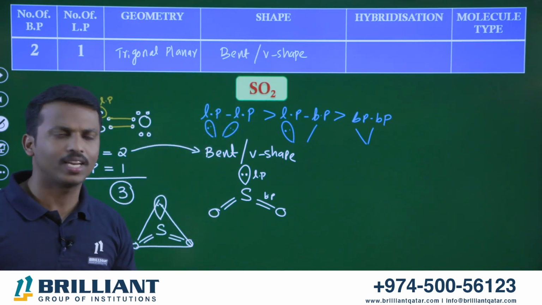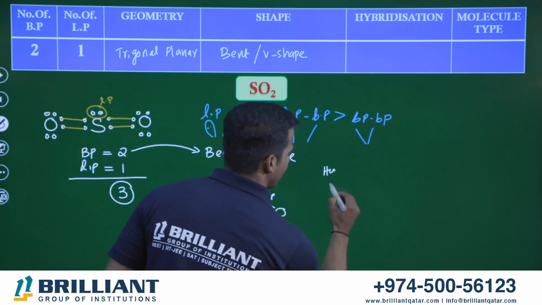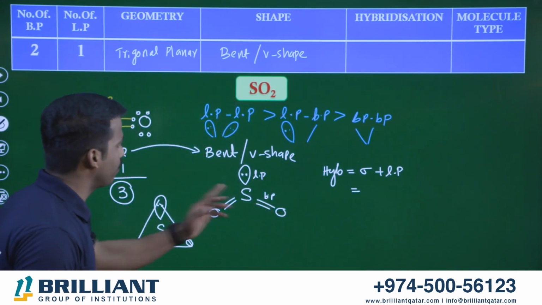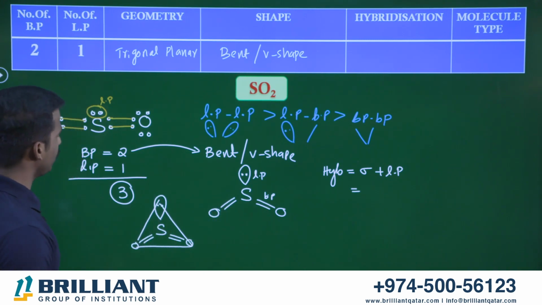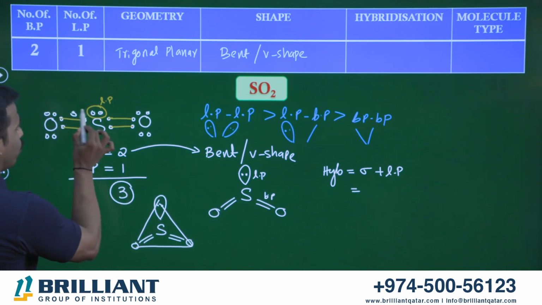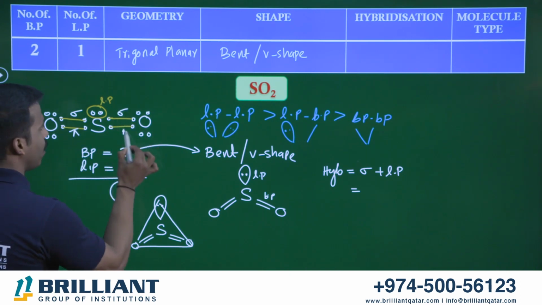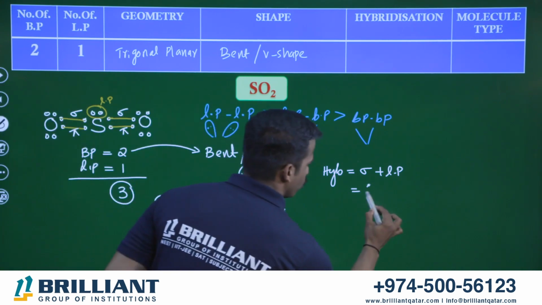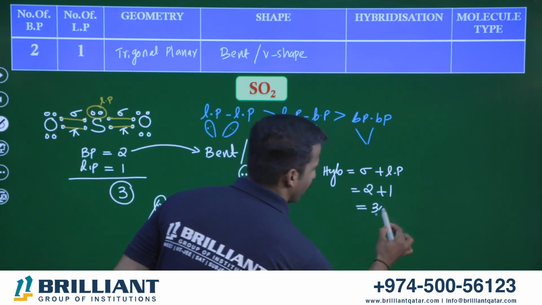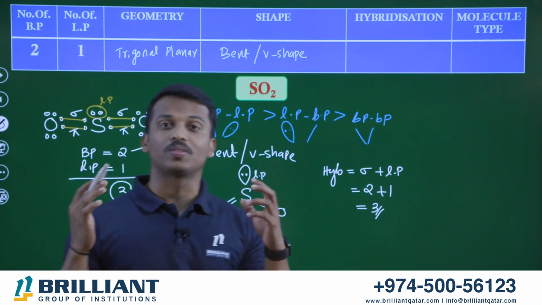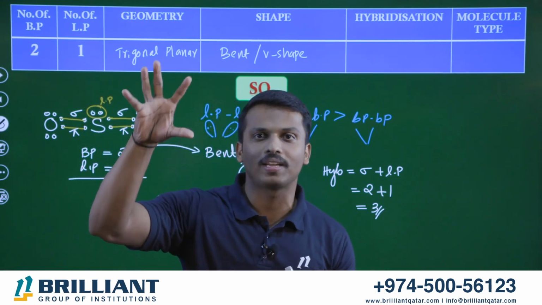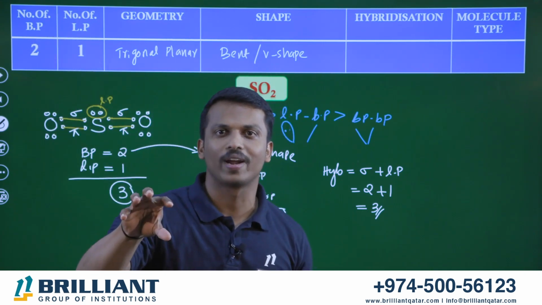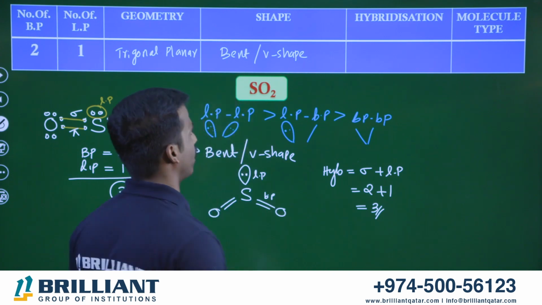Can you assign the hybridization? Yes, let's go. Hybridization is equal to the sum of sigma bonds and lone pairs. How many sigma bonds are there in this compound? Dear all, in a double bond, you know, 1 sigma, 1 pi. So how many sigma bonds? 2 sigma bonds and 1 lone pair. So 2 plus 1 equals 3. Your total sum is equal to 3. So you mix the first 3 orbitals: take the s orbital and 2 p orbitals. So what is the hybridization? sp2, right?